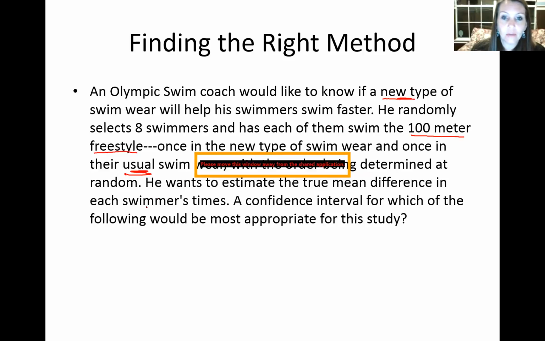So he has each swimmer swim in both types of the swimwear. So does that make this dependent, meaning matched pairs, or independent? Yeah, this one's dependent because the same swimmer had both treatments. So knowing who was swimming in the new type of swimsuit would tell you exactly who's swimming in the usual type of swimsuit because it's the same swimmers. So this one is a paired situation. So you'd use the paired T, which, as I mentioned, is just really the one sample T procedures on the differences.